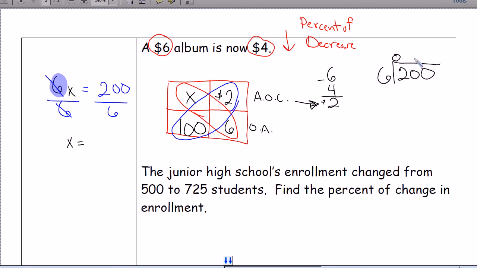6 can't go into 2, but it goes into 23 times, because 3 times 6 is 18. Remainder 2. If you do this correctly, bring down the 0. Oh, you got 20 again. 6 goes into 20 three times, and that's 18. So 20 minus 18, that's 2 again. So something's going to be repeating here.